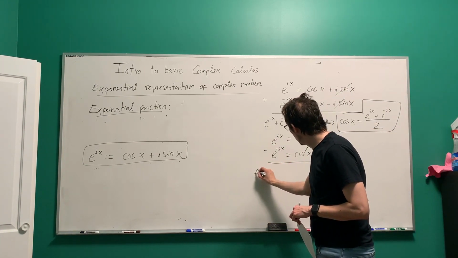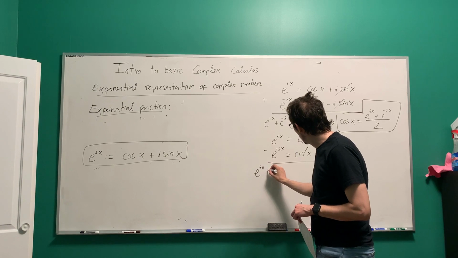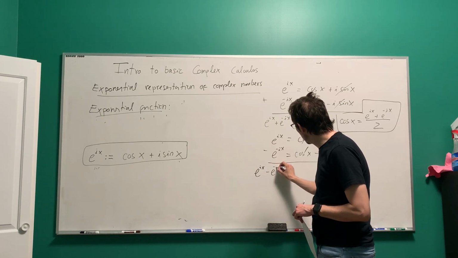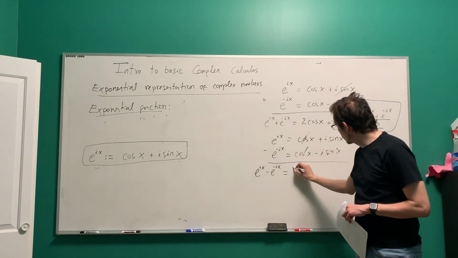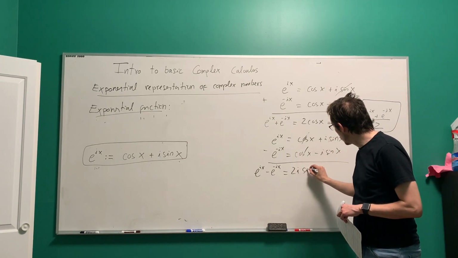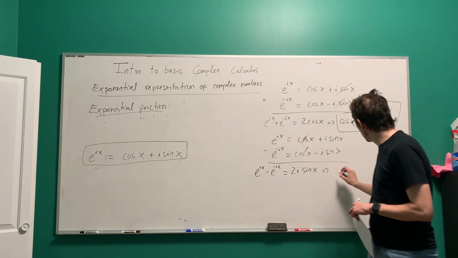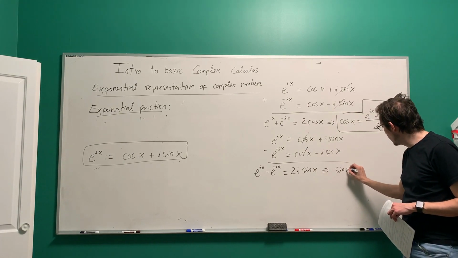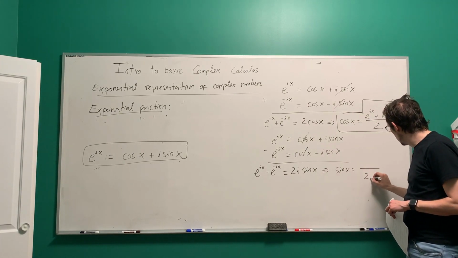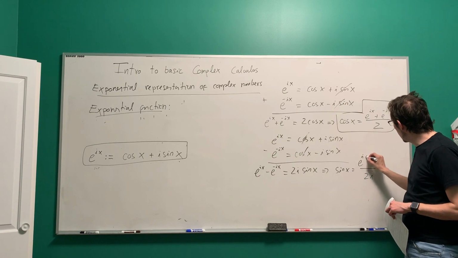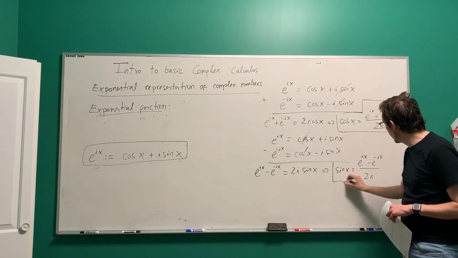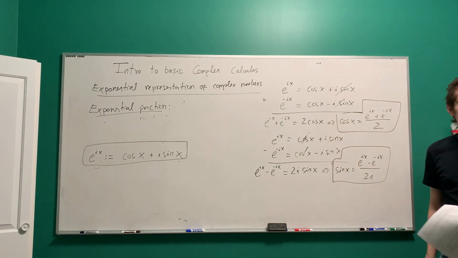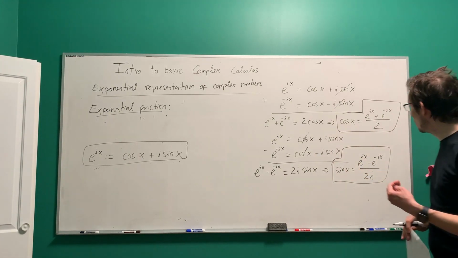So I get here e to the ix minus e to the minus ix, and this is equal, I'm subtracting, twice i sine of x, which means that the sine of x is actually equal to e to the ix minus e to the minus ix divided by 2i. All right, gives you more perspective.